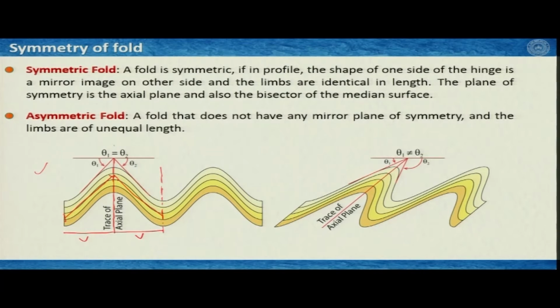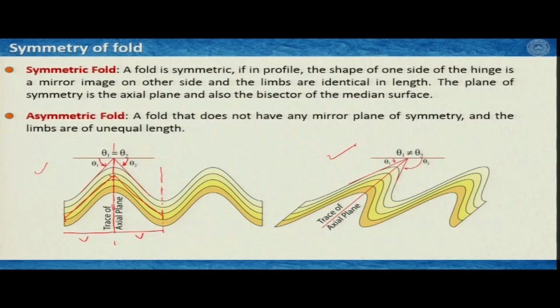Also, as this layer has mirror symmetry, if I consider this angle as theta 1 and this angle as theta 2, in a symmetric fold, theta 1 should be equal to theta 2. And this plane of symmetry is the trace of the axial plane. We will learn later that this is also the axial planar cleavage.